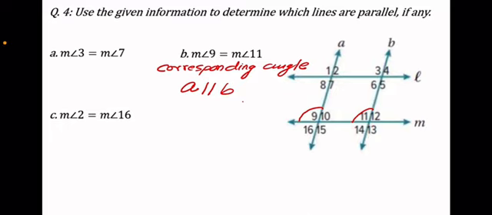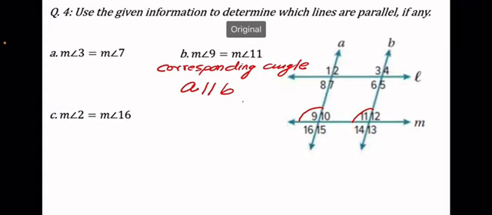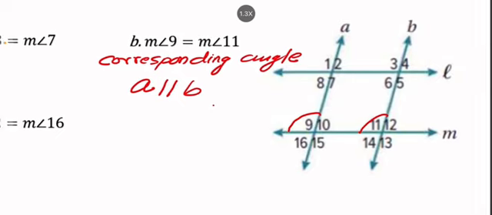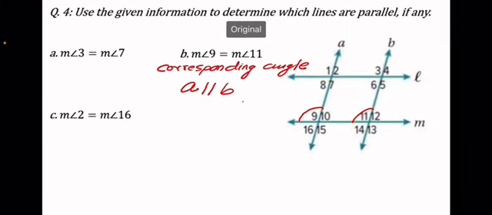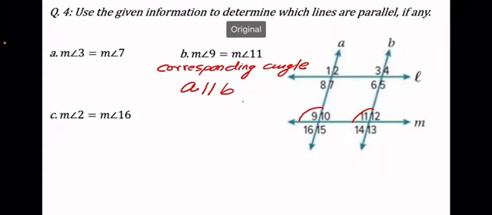Moving on to the second one, which says that angle 9 right there and angle 11 right there are equal. So first, we have to identify these angles. And based on previous studies, we can tell that these angles are corresponding angles. And what we can conclude from that statement is that line A and line B are parallel. So angle 9 and angle 11 are corresponding angles, which means that line A and line B are parallel.